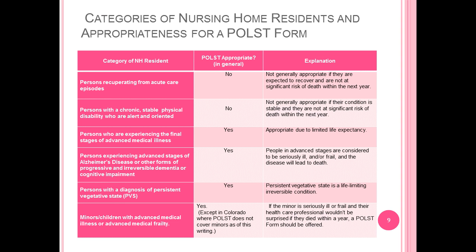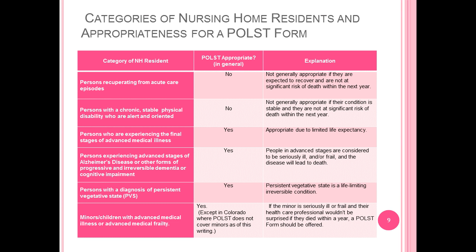So, people with broken bones or something and they're rehabbing, they're not appropriate because we usually expect them to recover and still have a long life expectancy. Also, people with chronic stable physical disabilities, like, for example, a person with Parkinson's disease, they may need to live in a nursing home because they are no longer mobile and need some assistance, but their life expectancy is well beyond a year and could be 5 to 10 years. So they would not be appropriate for this conversation either.